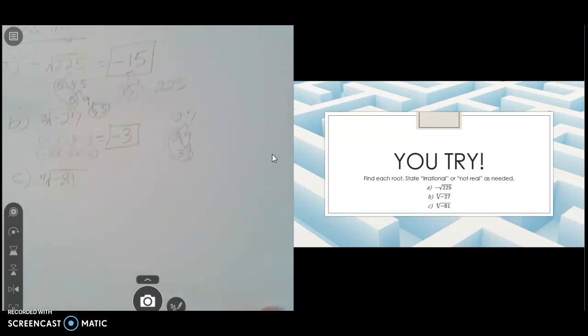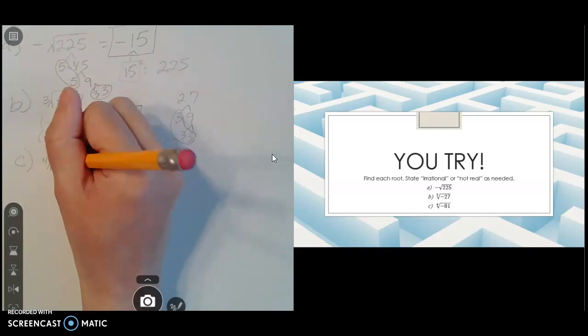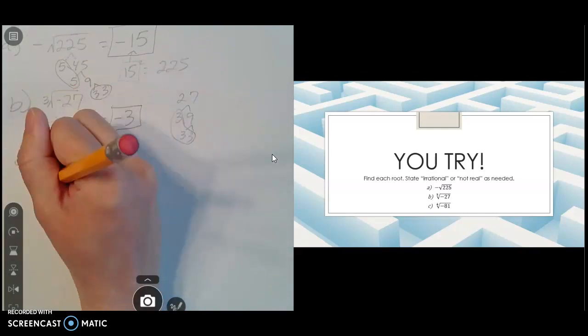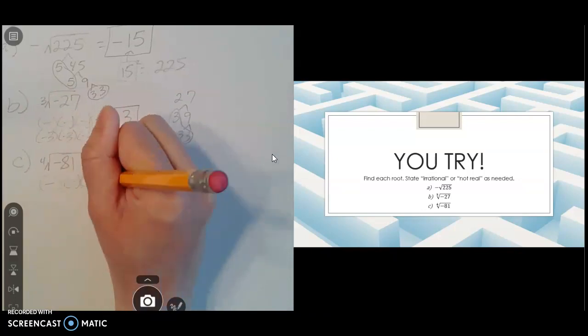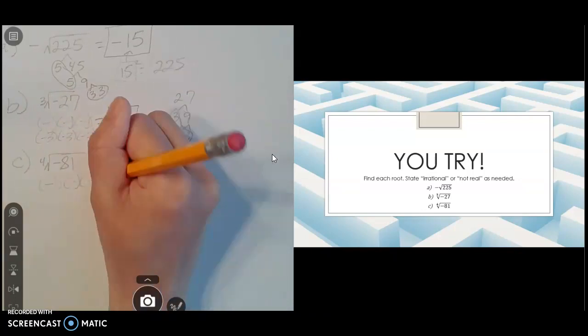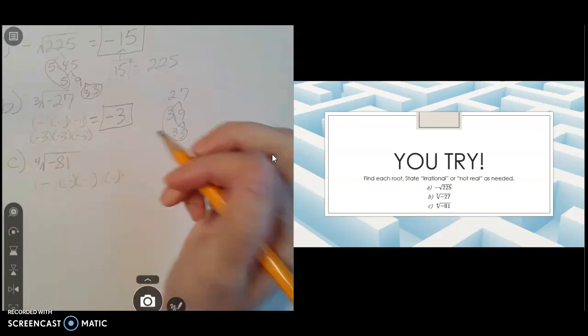All right, last one I have for you. It's the fourth root of 81. So let's talk about that negative. So if we have a fourth root, we're looking at 4 things multiplied together to give us an 81. And it doesn't have to be a negative 1. There we go. Just wanted a parenthesis.